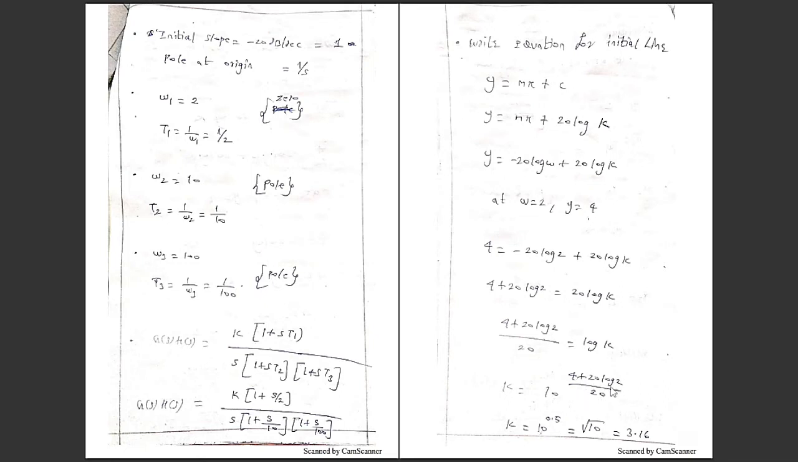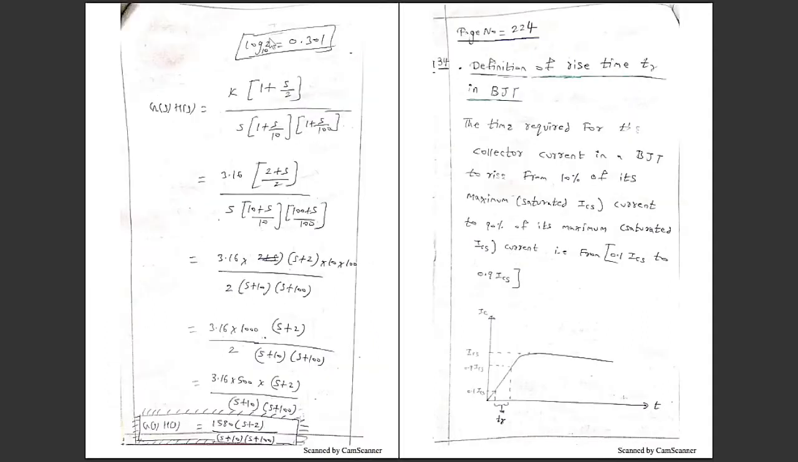If you solve this, we get this value as 0.5. So K is equal to 10 to the power of 0.5, which is 1 by 2, meaning root of 10. Root of 10 is nearly equal to 3.16. Always remember that log 2 base 10 is equal to 0.301.